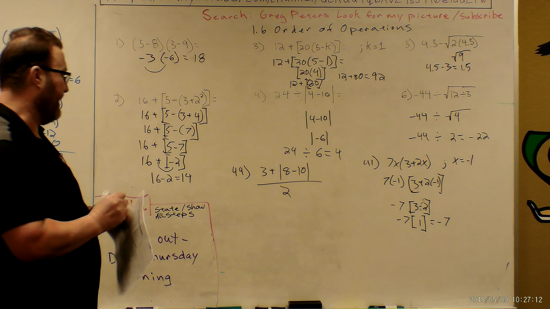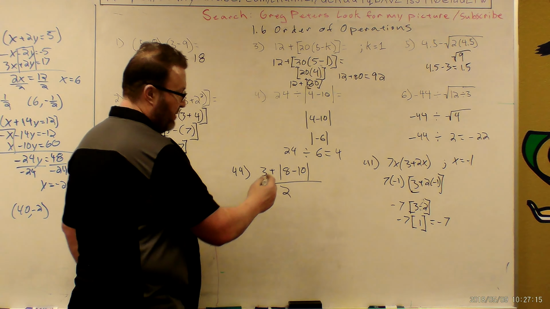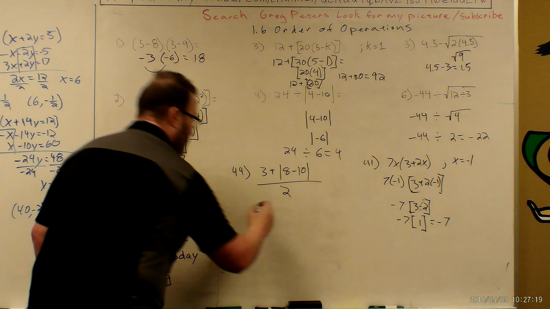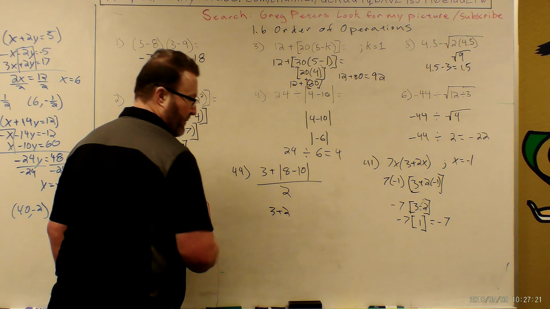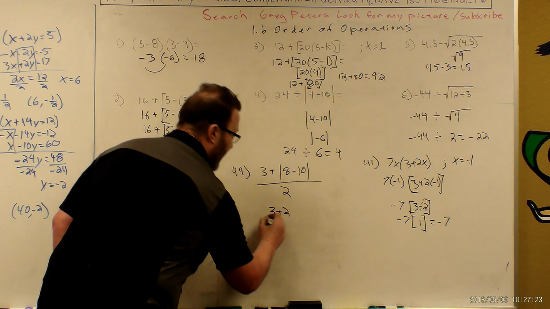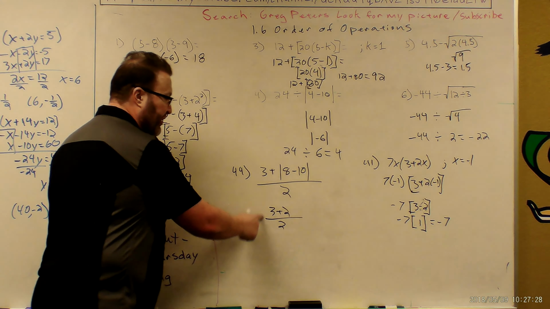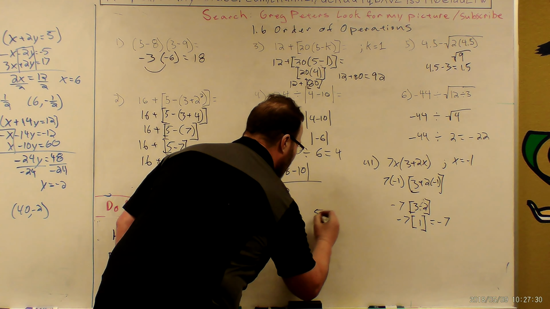Okay, what is 8 minus, I almost said the answer. What is 8 minus 10? -2. It's absolute value, right? So what does that become? 3 plus 2, right? And then 2, we're not doing anything with 2, right? Then we're going to solve. 3 plus 2 is 5 over 2.